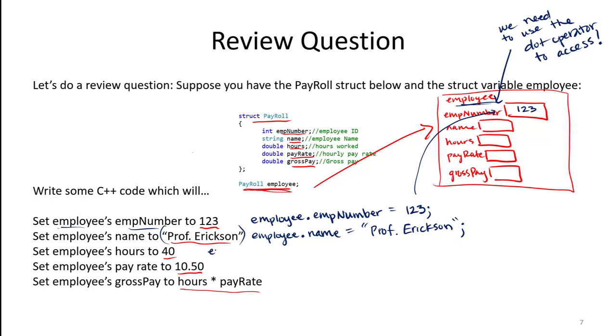Once again, we take our struct that we want. So we want to access our struct variable employee and the hours member variable inside, and we set that to 40. And then pay rate, we set to be 1050. Notice since these are doubles, they do not need to be in quotes.